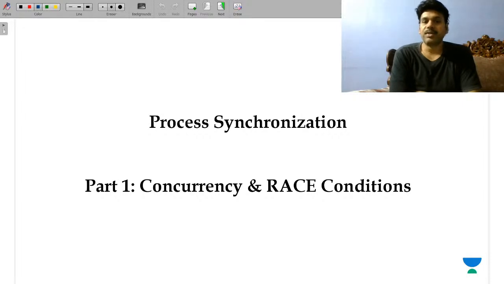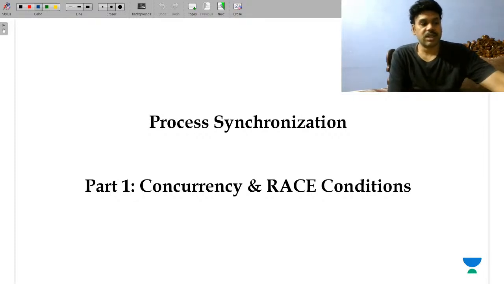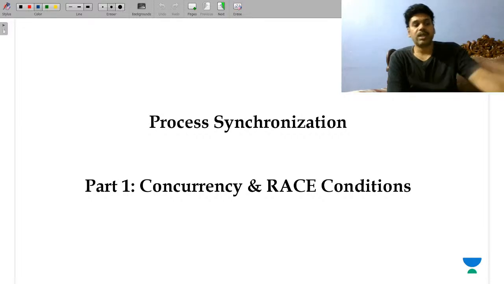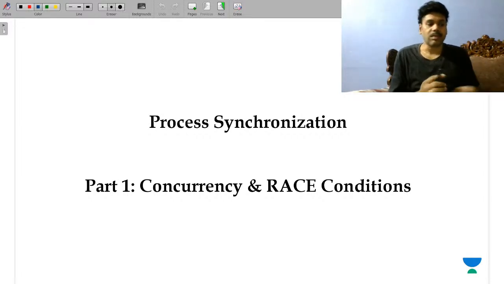In this session, we are going to discuss process synchronization. In process synchronization, our today's task is concurrency and race conditions. What is concurrency, what is a race condition, what is the problem if you are having race conditions, and why are race conditions not suitable for your multiple processor architectures? We will look into these in today's session.